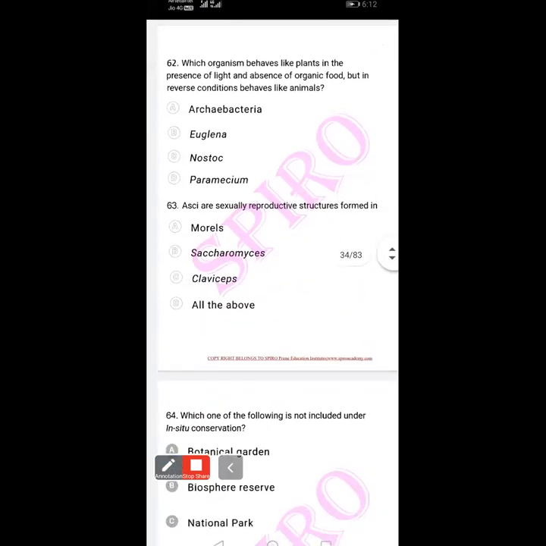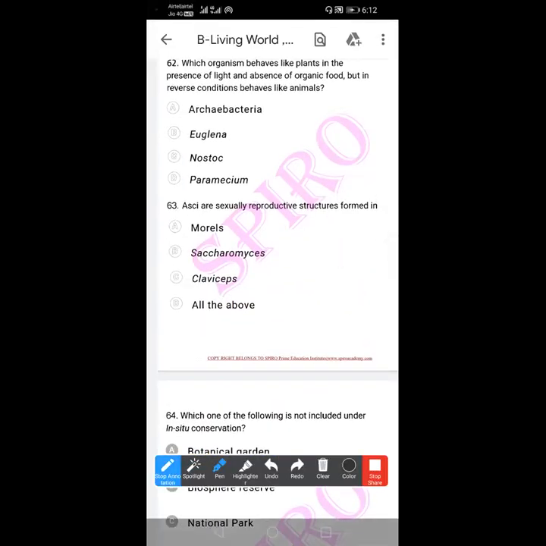So proceeding to question number 62. Which organism behaves like a plant in the presence of light, and in the absence of light and organic food? Which organism behaves like an animal? So here I already discussed this question. Again, Euglena is going to be the correct answer because it is the plant animal. I think many questions are coming from this particular section.